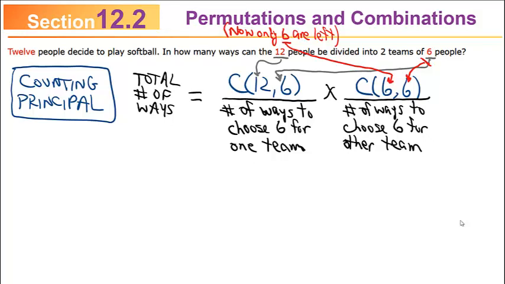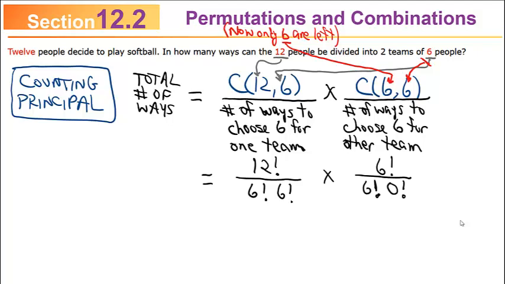Now notice by the time you get to the next team, you've already used up 6 of those 12 people. That leaves you only 6 more. So now you're not choosing from 12, you're only choosing from 6. You're choosing 6 people from 6. So that's a combination of 6 things taken 6 at a time. And the counting principle says you need to multiply those 2 quantities together. So we just need to calculate them.